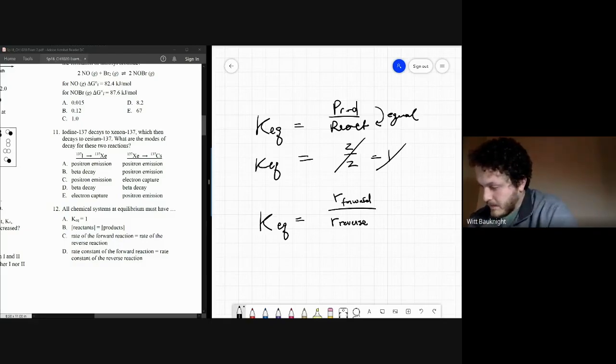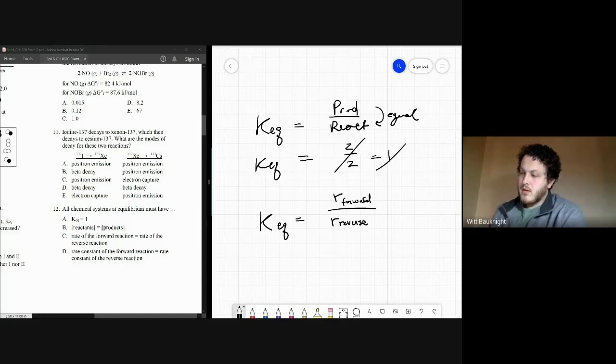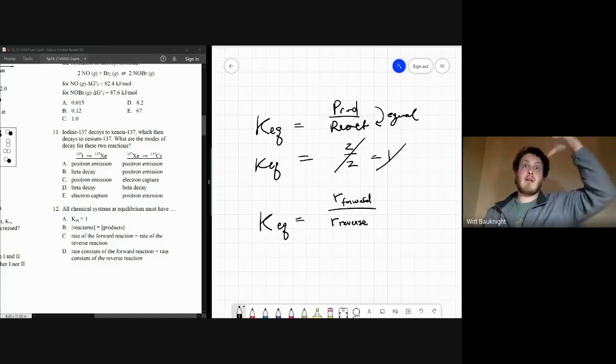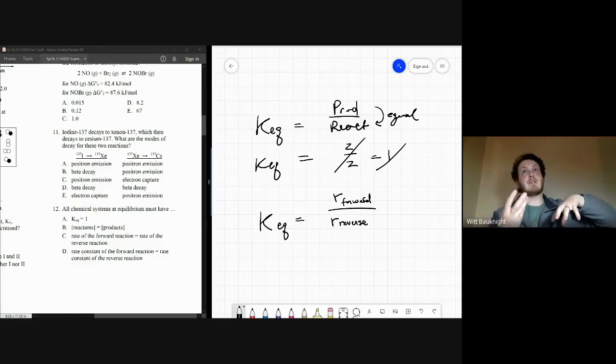So when we're at equilibrium, we're saying that the rates are the same. We have the same amount of products that are turning into reactants as we do reactants turning into products. That's what equilibrium is. For example, we can talk about equilibrium in other ways.